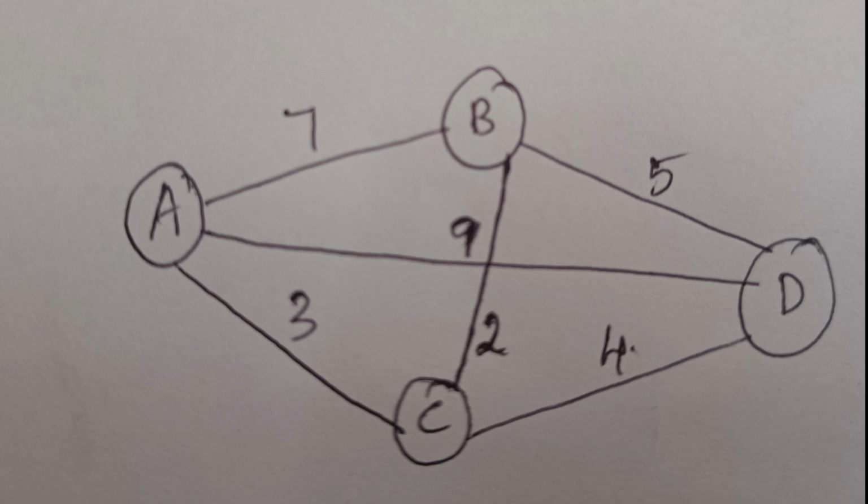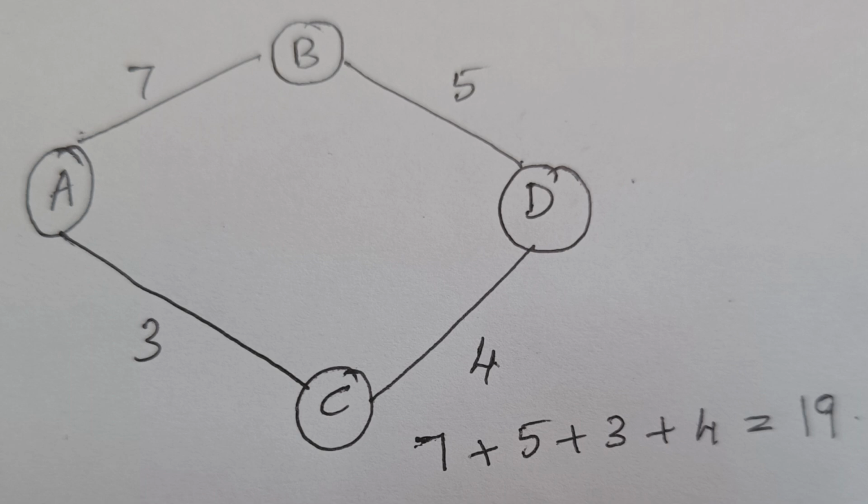Here you can see a simple graph and there are a set of numbers which are written on the edges of the graph. These numbers are the weights of the edges, or it is also called the cost of the edge. Now here you have a spanning tree of the given graph. The weight of this particular spanning tree is equal to the sum of the weights of all the edges that are included. So in this case it is 7 plus 5 plus 3 plus 4, that is equal to 19, which is the weight of the spanning tree.